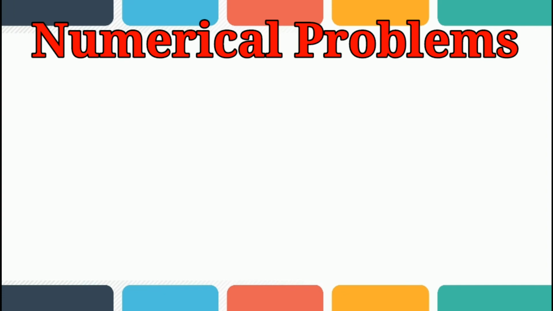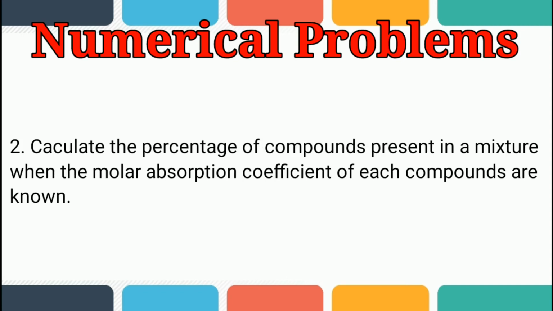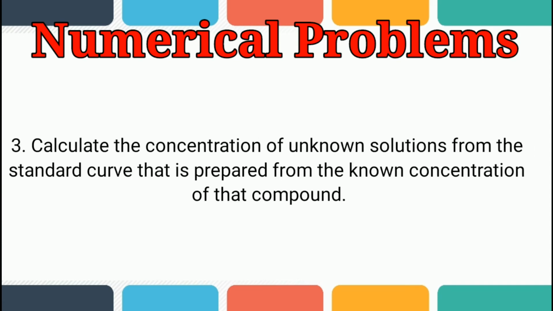Now it's time to solve some numerical problems from this topic. You can expect three different types of problem from this topic. First, calculate epsilon or OD using Beer's law when all other parameters are known, or calculate the concentration of individual compounds in a mixture when epsilon of all compounds are known. Or from an OD versus concentration plot, you have to calculate the concentration of an unknown solution of this particular compound if its OD value falls within this range.